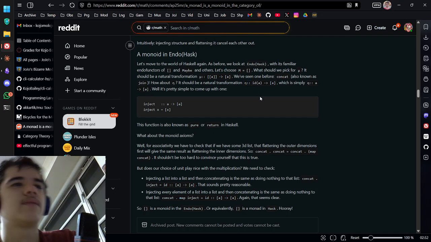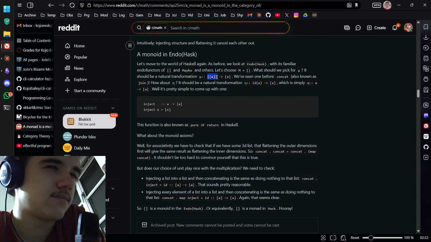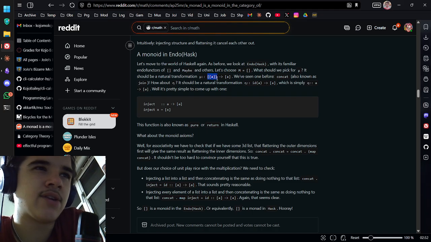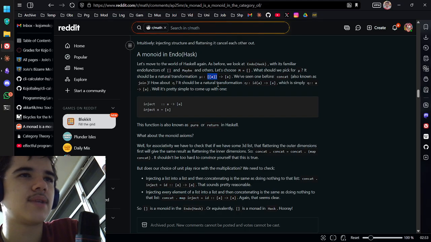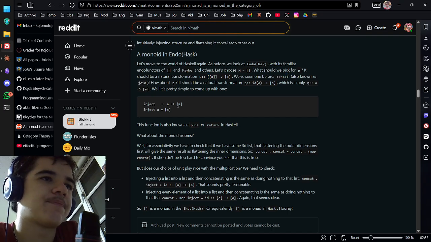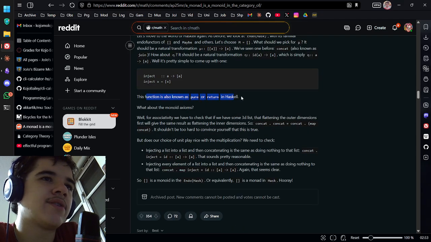Okay. Which is cool. And then, I don't know about this though. If it's an endofunctor, does that just mean that the first argument is the same? Maybe? I don't know. Concat is join. Okay, so concat is joining. That's the end of the post. The function is also known as pure or return in Haskell.